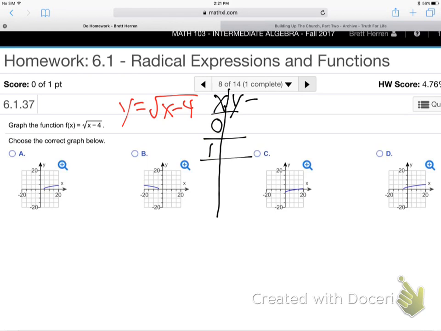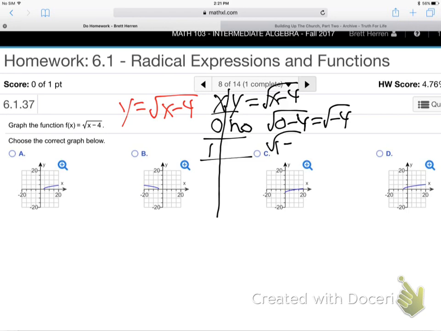So plug in 0, we'll plug it into square root of x minus 4. So plug in 0, you get 0 minus 4, which is the square root of negative 4. What's the square root of negative 4? Yeah, it's air. I'm just going to say no. It's not a real number, huh?